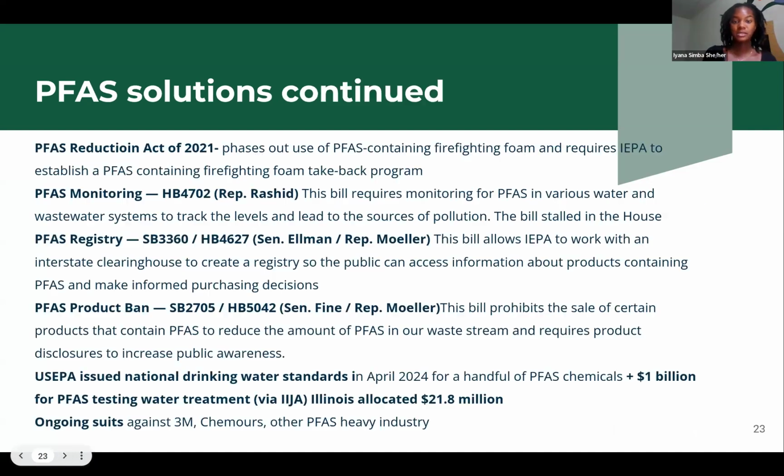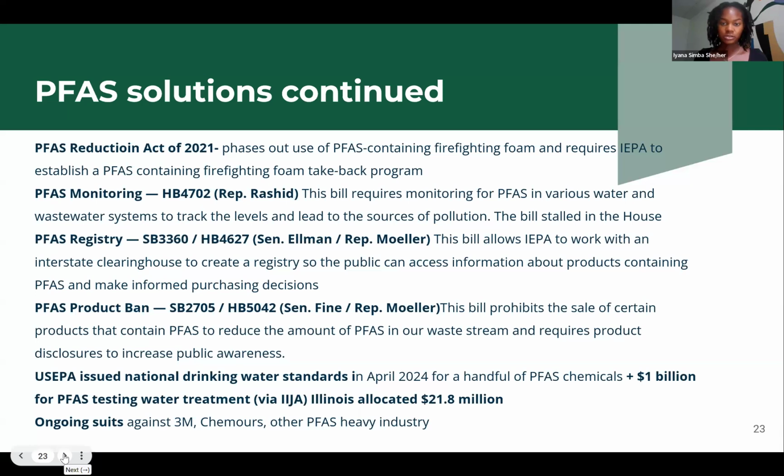But as far as policy, I'm not going to read all these things on the screen, but I am going to talk about the PFAS Reduction Act of 2021, which, again, is a major victory. Basically this phases out the use of PFAS containing firefighting foam. I had mentioned on the last slide that a lot of these huge sources of PFAS relate to airports or firefighting stations, because PFAS containing firefighting foam is often used in military testing, and it's very useful for situations where you have very highly flammable liquids.